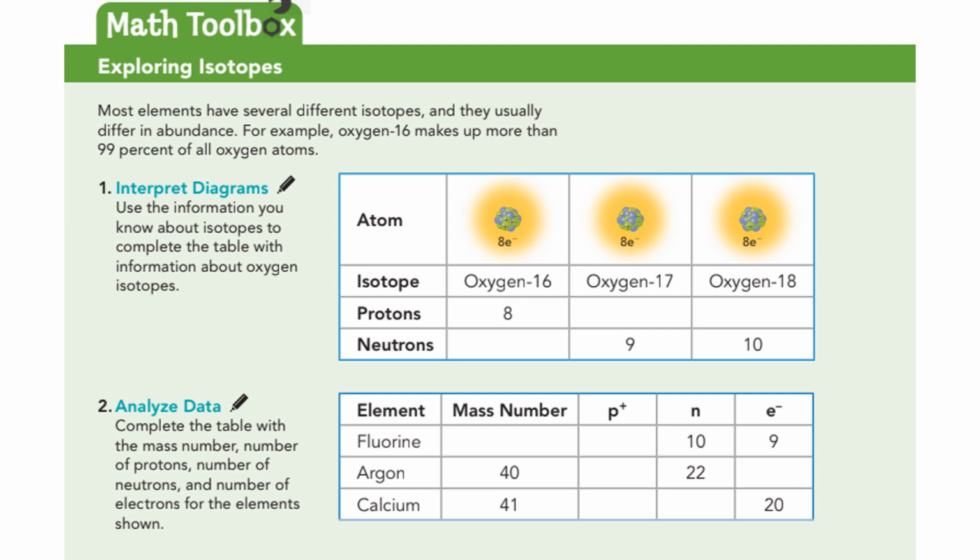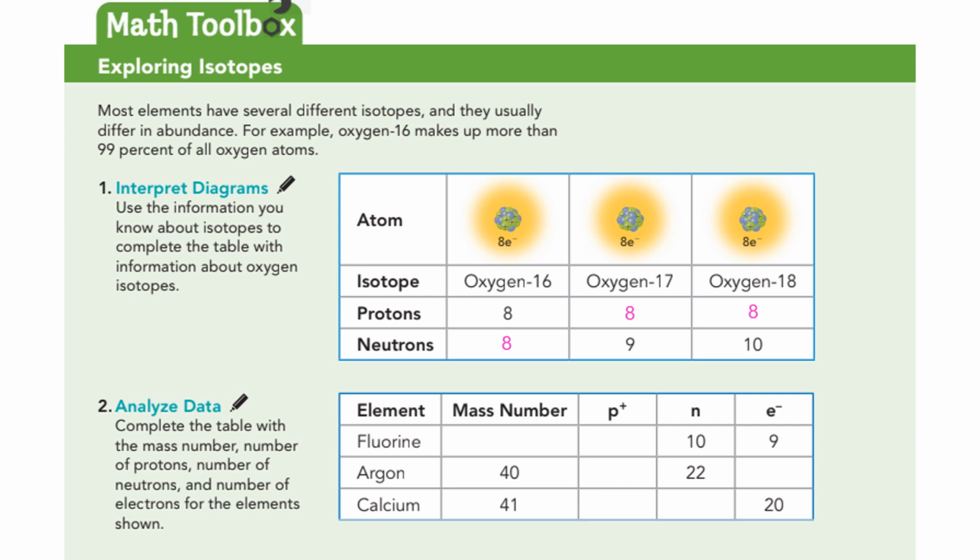So, we know that every oxygen atom has the same number of protons. So, oxygen 16 has 8, which means oxygen 17 is going to have 8, and oxygen 18 is going to have 8. Also, we know that when we add the neutrons and protons together, we get the isotope number. So, oxygen 17, we got 17 because 8 and 9 is 17. So 8 plus 9 equals 17. Oxygen 18, 8 plus 10 equals 18. So for oxygen 16, 8 plus 8 equals 16.